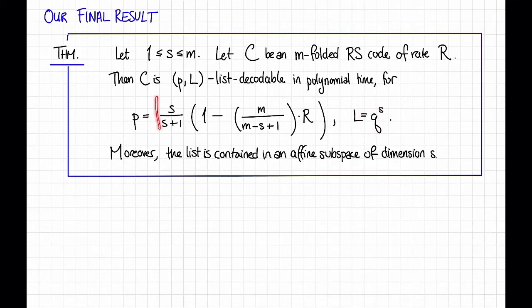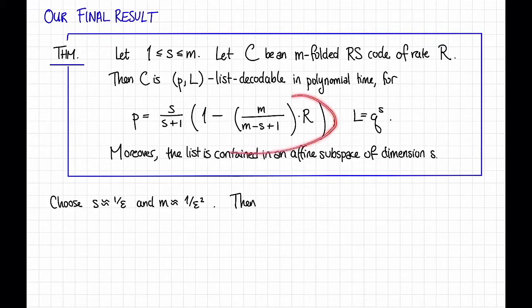Okay, let's try to break down this radius p here. This theorem is interesting if we choose s to be, let's say, 1 over epsilon, and m to be, let's say, 1 over epsilon squared, for some small parameter epsilon. Then, let's work out what these things are. We have that p is approximately equal to 1 minus epsilon times 1 minus 1 plus epsilon times R.